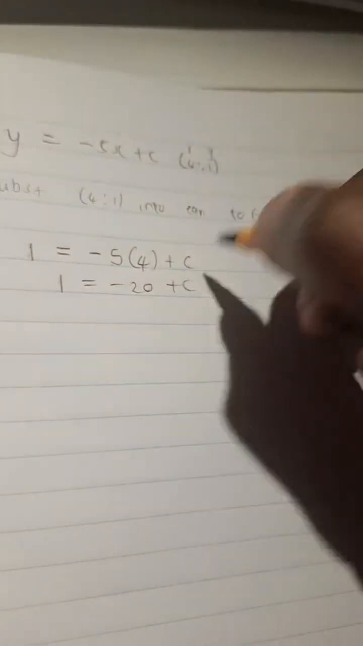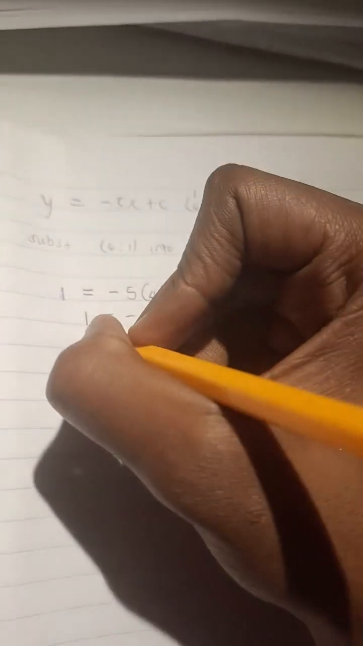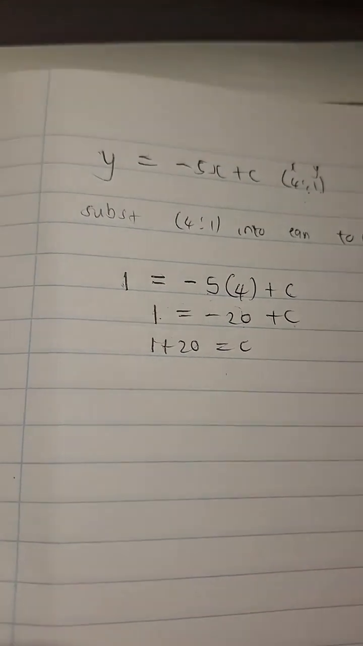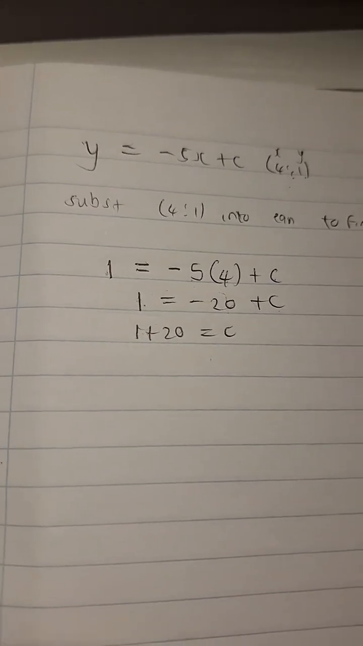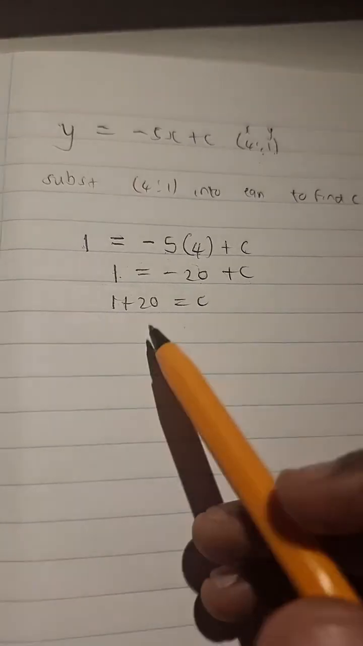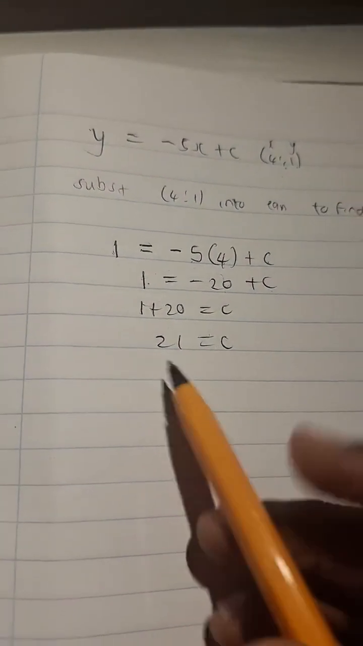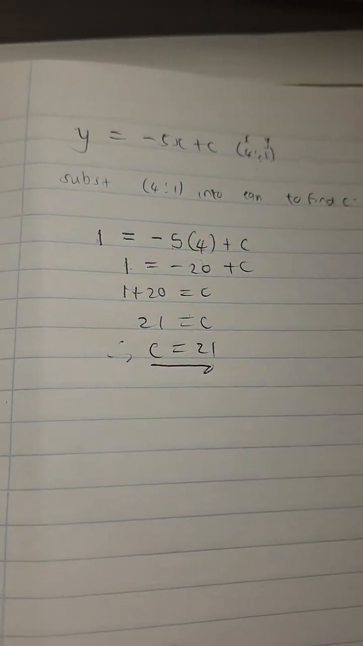So -5 times 4, that is -20. We have 1 on the left hand side, plus who? Plus C. We transpose the -20 to the 1. It joins 1. It becomes +20. We isolate C. Now I know most of you are used to the unknown being on the left hand side. It doesn't matter where the unknown is, guys, as long as it is isolated and it is positive. So what's 20 plus 1? It is 21. So what is the value of C? The value of C is 21. Therefore, we say C is equal to 21.